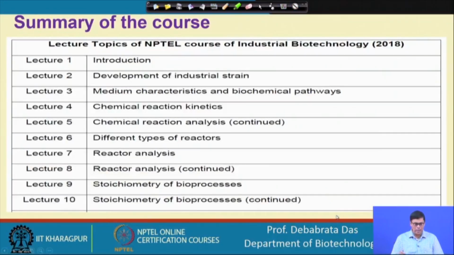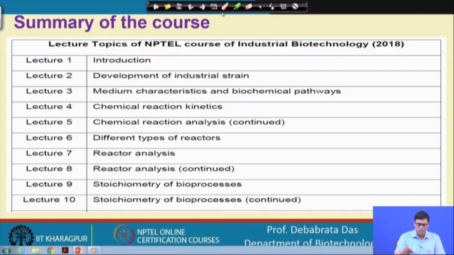Now, after that, let me give you the course content that we have in this particular course. Initially, in the first lecture I covered the introduction, in the second lecture the development of industrial strain, and in the third lecture the medium characterization and biochemical pathway, which is very important. Then in the fourth lecture we discussed chemical reaction kinetics. Then with this we discussed, in 2 lectures, reactor analysis.